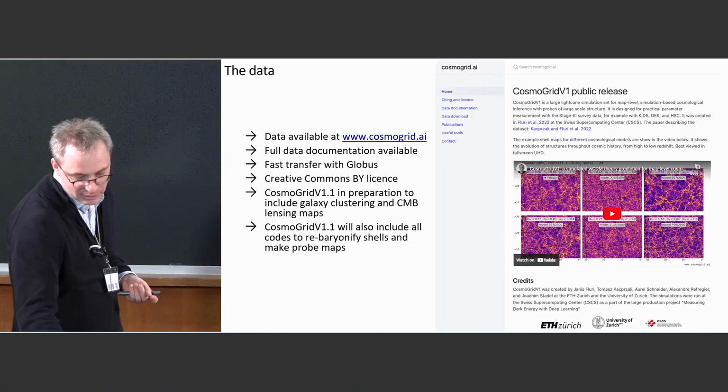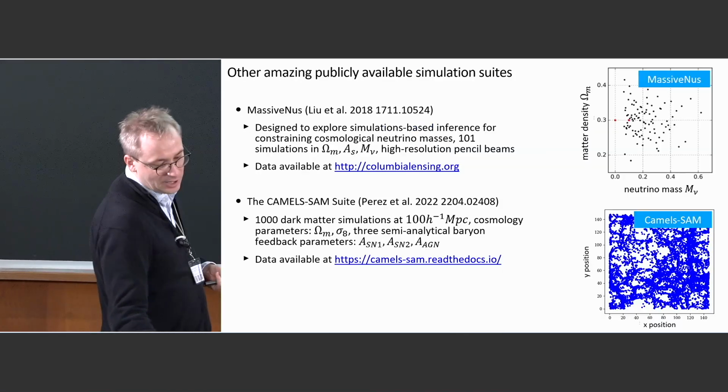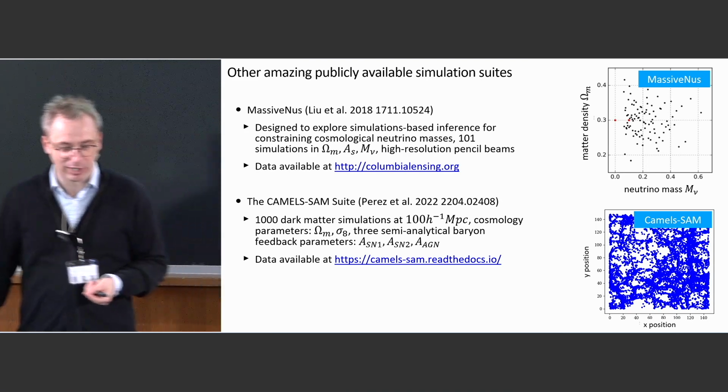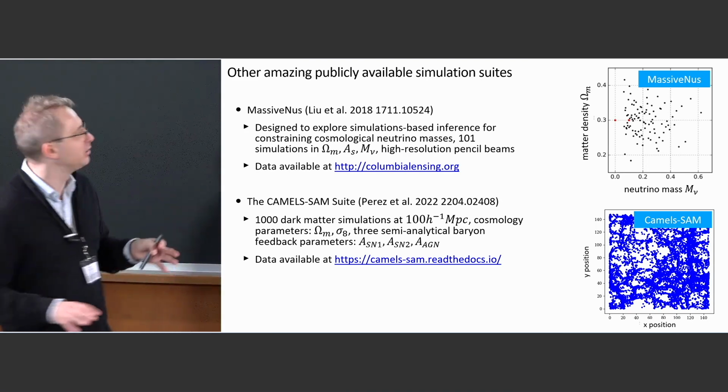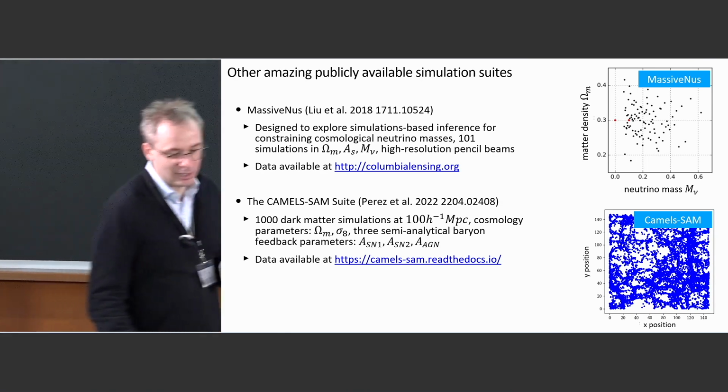So I'll skip this. The data is available for Cosmogrid. Okay, other amazing public simulations that are worth mentioning. I don't think they were applied to data, but Camel SAM and Massive Nus, also highly impactful.